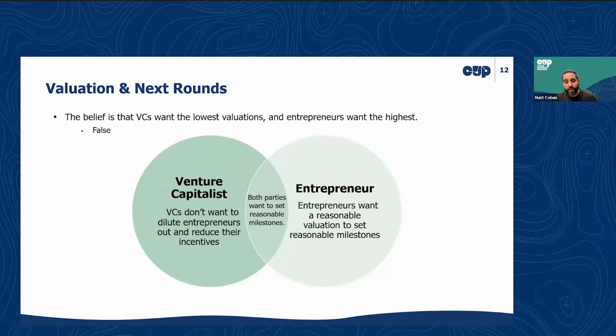On the other hand, if entrepreneurs set too high a valuation expectation, or accept a term sheet at too high a valuation, the expectation from your investors is that the next round is going to be even higher. That might be very hard to achieve if this round's valuation was too high. So you want to set a reasonable valuation tied to reasonable milestones, where you believe that in achieving them, you'll be able to raise the next round at a higher valuation, keeping your investors very happy. In the end, both parties want to set reasonable milestones and a valuation that makes sense for everyone.